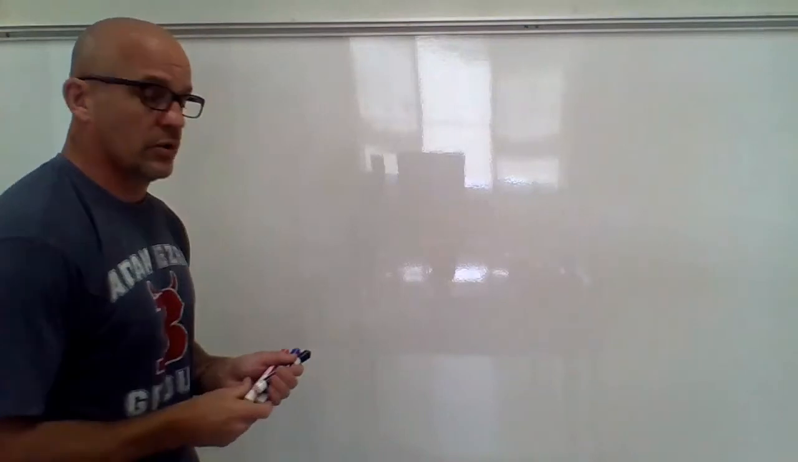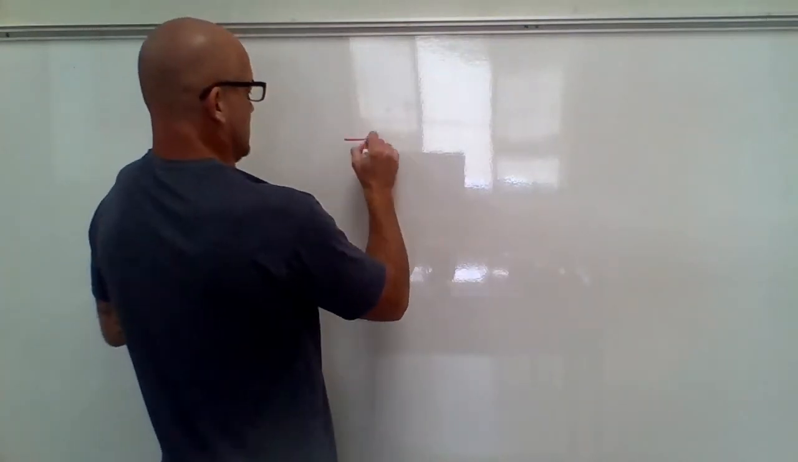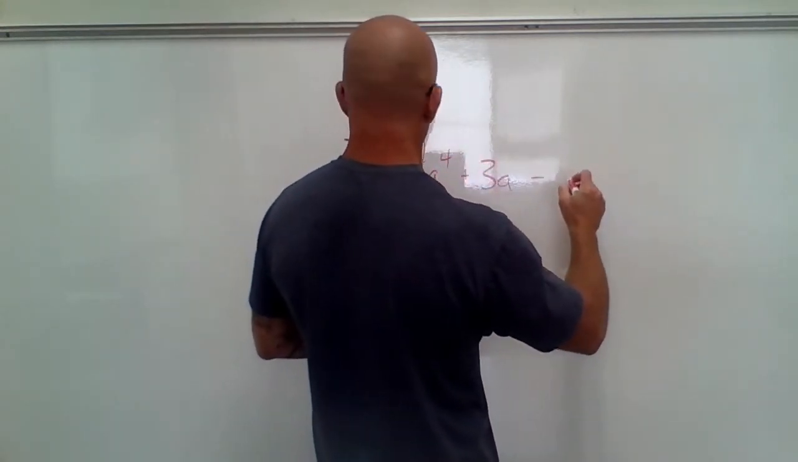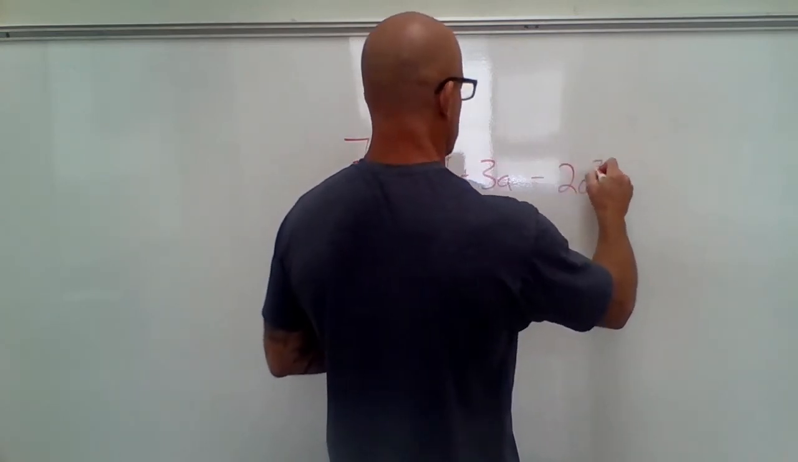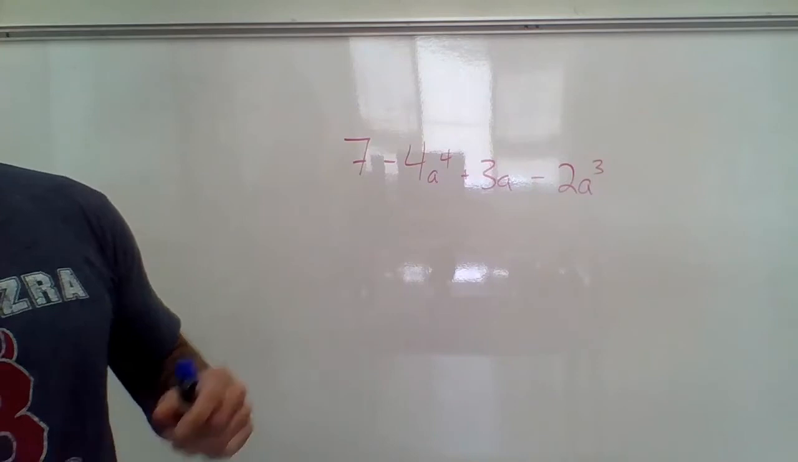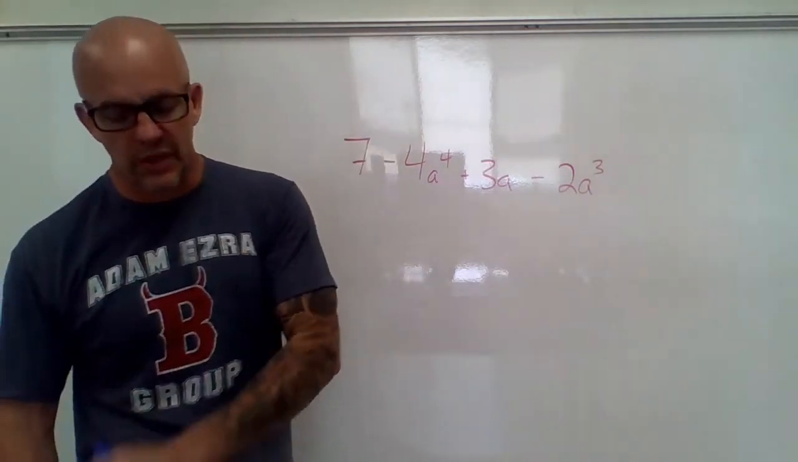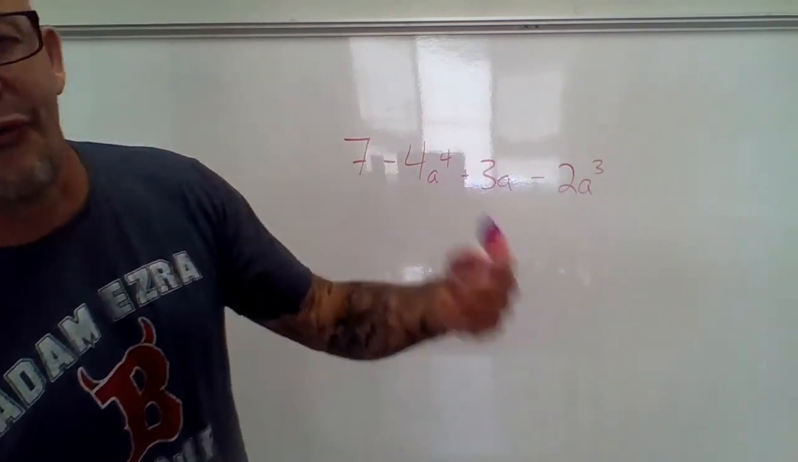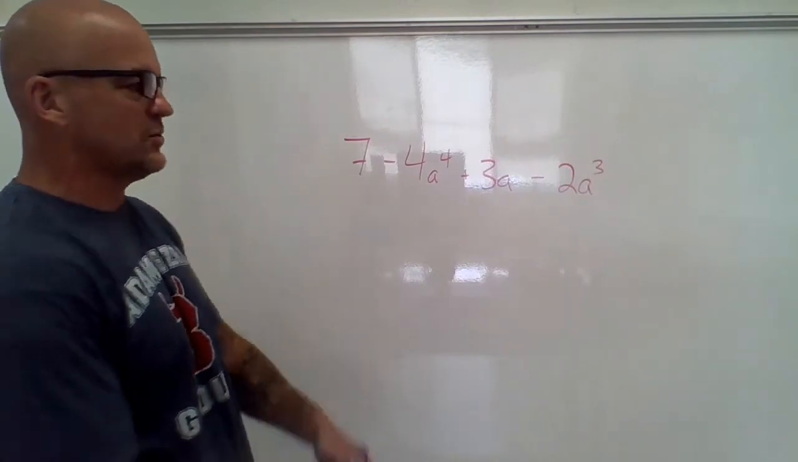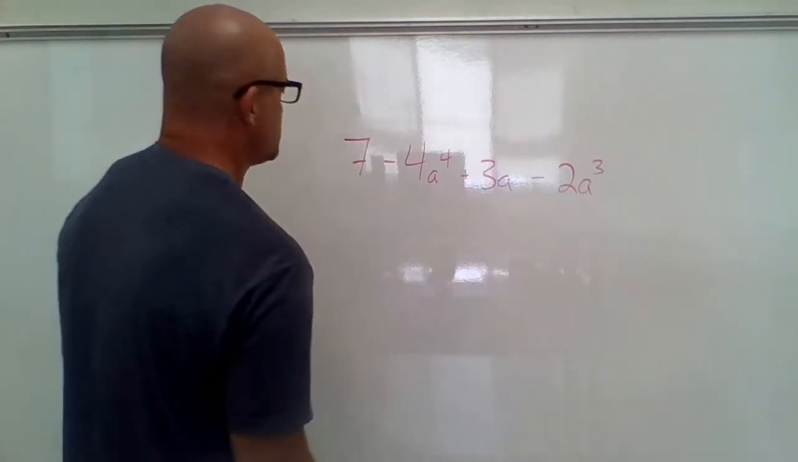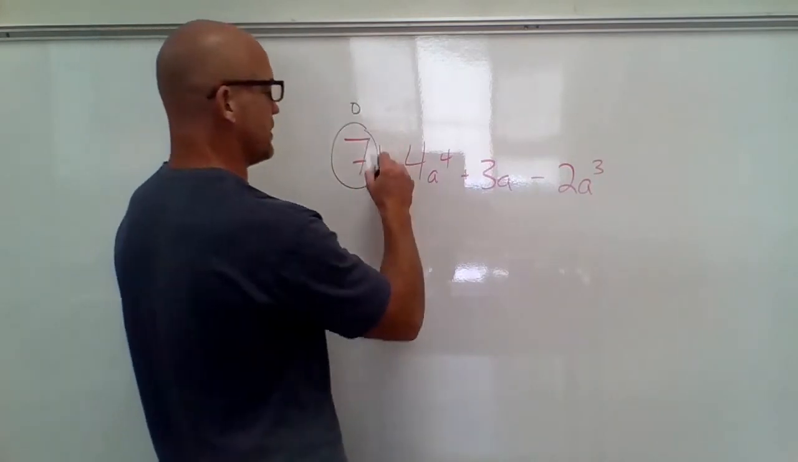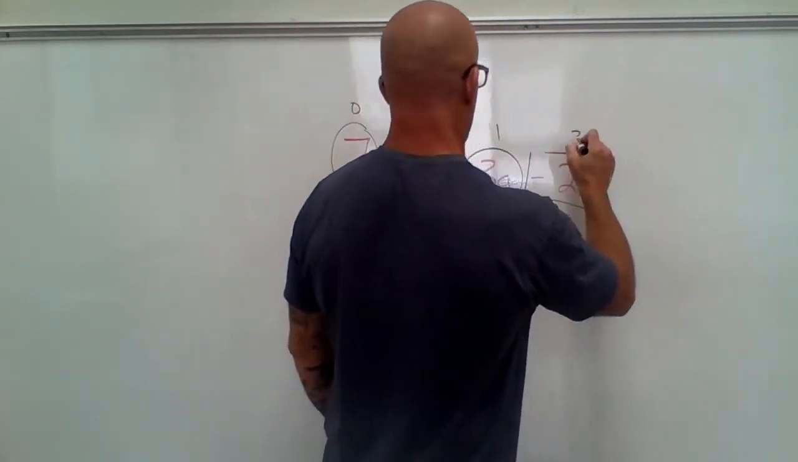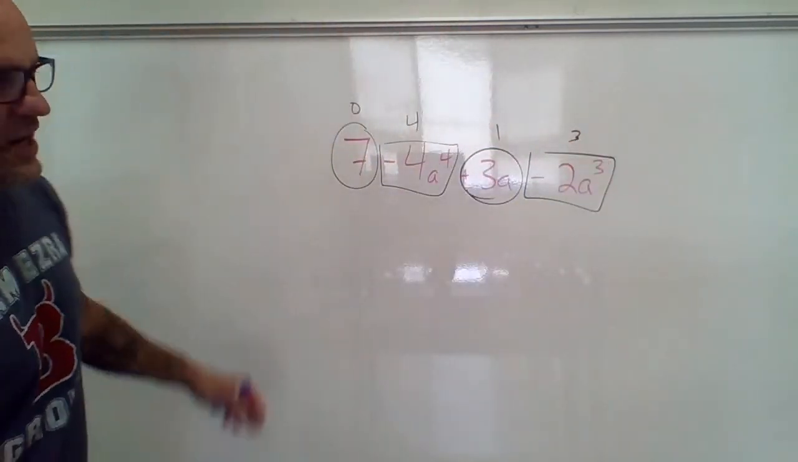Let's take 7 minus 4a to the 4th plus 3a minus 2a cubed. The first thing we want to do is put this in standard form, and then get the degree of the polynomial. So the first thing we're going to do is identify the degree of each one of those terms, and hopefully at some point you won't have to write this. You will actually just go down and put it in standard form. So the degree of this one is 0. The degree of this one is 4. The degree of this one is 1. And the degree of this one is 3. So now let's put it in descending order.